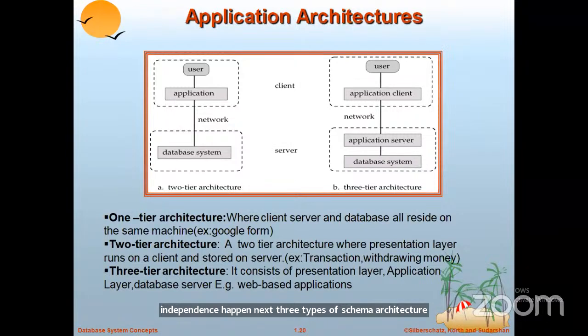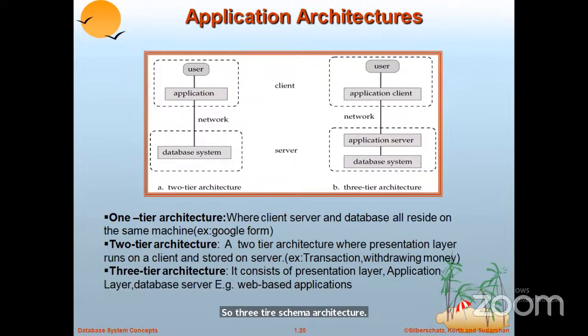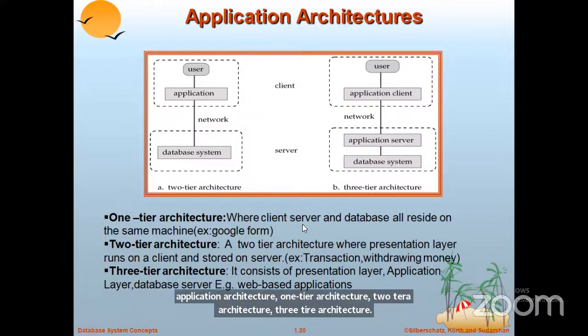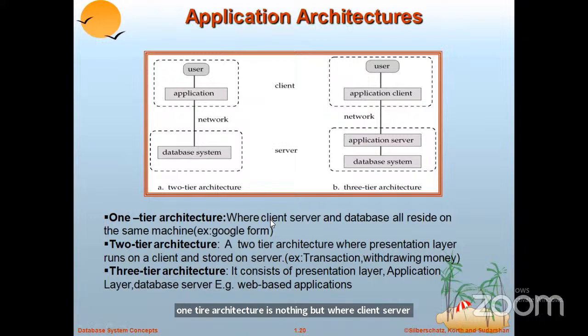So three-tier schema architecture, like application architecture: one tier architecture, two tier architecture, three tier architecture. So one tier architecture is nothing but where client, server, and database all reside on the same machine. Okay, like a Google form I have created, like I am a client, you are a server. Suppose I have created one Google form to fill the details of your complete marks. Okay, so I am sharing my link so that you are going to enter your marks, right?